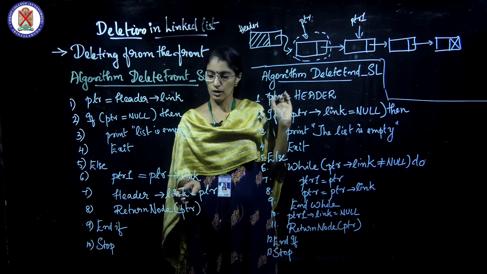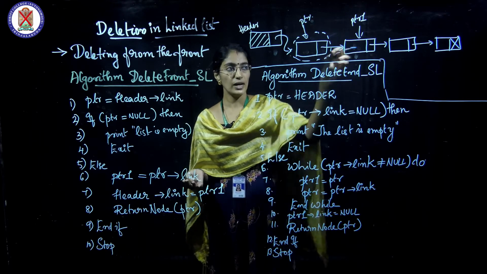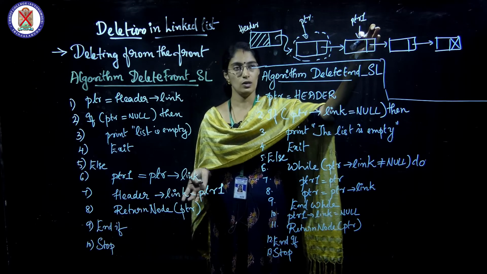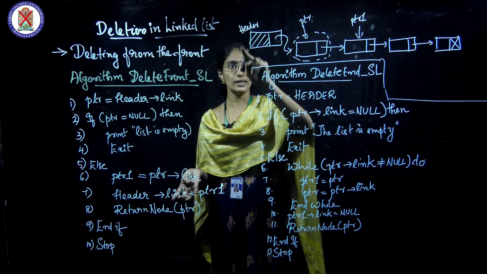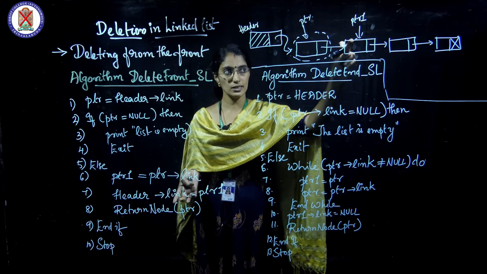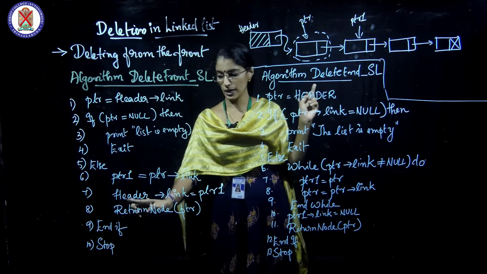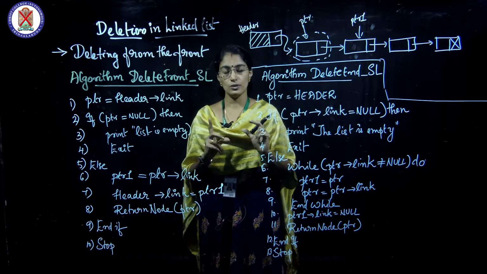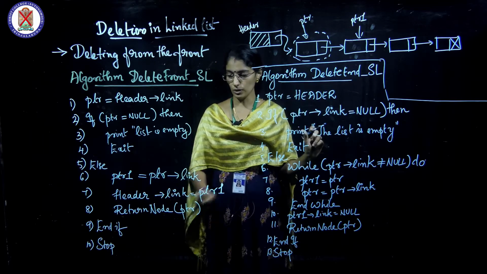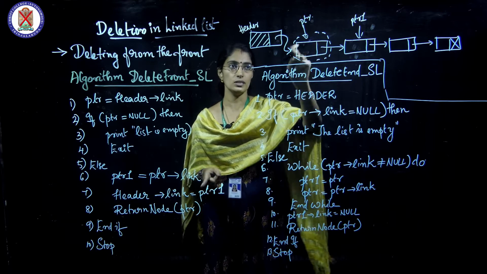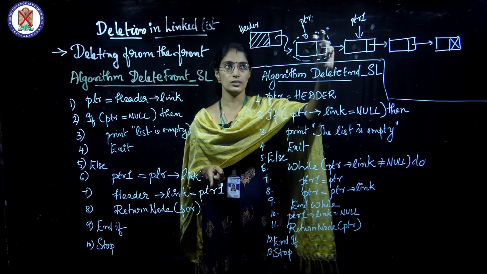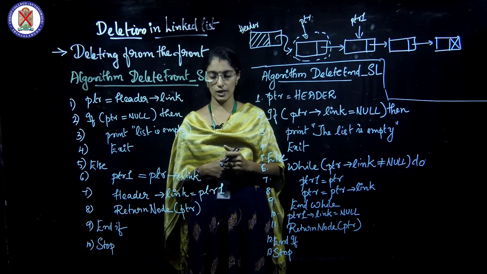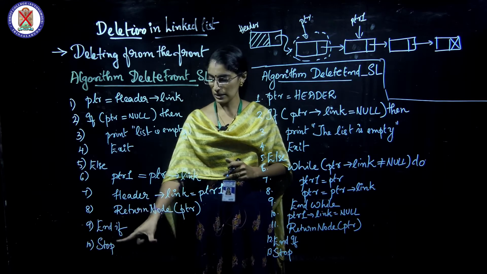Now next, what should I do? I should give the link part of the header node the value of PTR1. So now the header node will be pointing to the second node, that is PTR1. So header link is equal to PTR1. That means the header node now will be pointing to the second node, and I can safely return this node, that is the first node, which is called PTR, using the return node algorithm. Okay, and with this the algorithm ends.